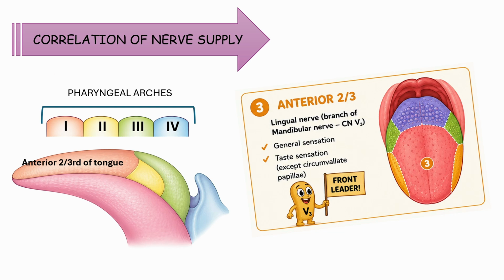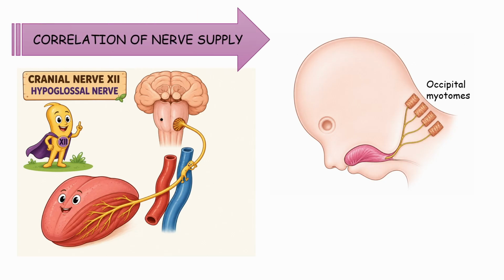Coming to the nerve supply of the muscles of the tongue, since the muscles of the tongue are derived from the occipital myotomes, they are all supplied by the hypoglossal nerve. So the myoblasts from these occipital myotomes migrate into the developing tongue. As they migrate, the hypoglossal nerve, which is the nerve of these occipital myotomes, accompanies the myoblasts during their migration and innervates them as they develop.